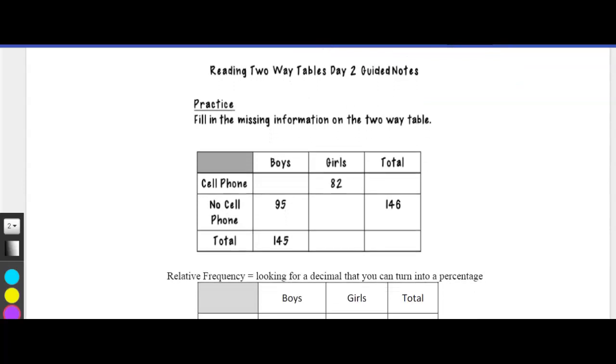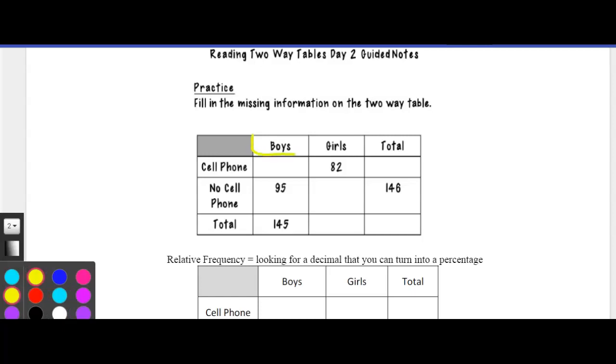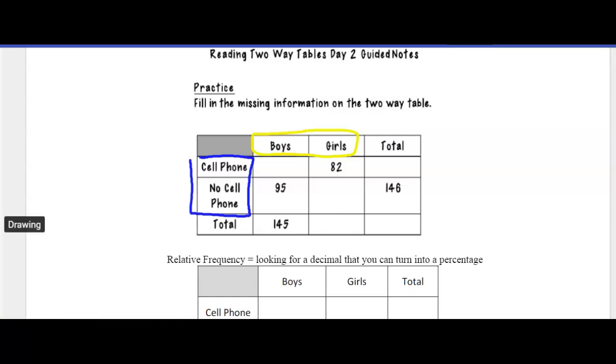Now the second slide is a little different. We still have gender, meaning we still have our boys and our girls, but our second category, because this is a two-way table, is cell phones and no cell phones. So we're talking about boys and girls who may have a cell phone or who may not have a cell phone. Something else you'll notice is that not all information is given to you, but we've talked about before how total just means to add.